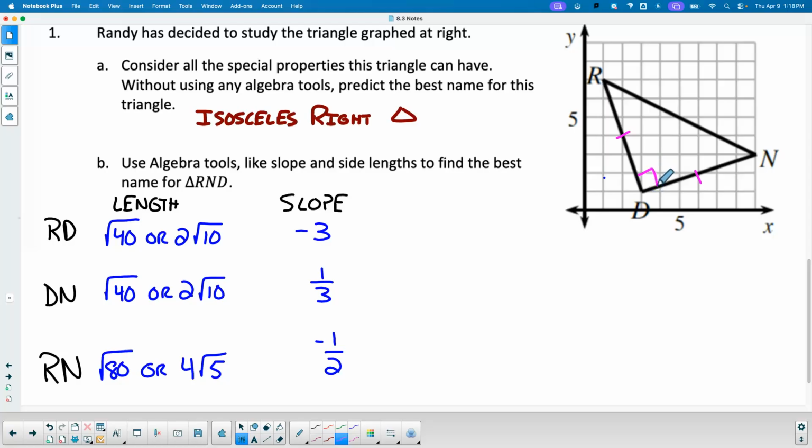Now, if this were a quiz question tomorrow, you would have to show all of this in order to say this. You would have to show me that the lengths are the same to make it isosceles. You would have to show me that the slopes are opposite reciprocals to make them perpendicular. Okay? Tomorrow's all about math. It's not about visual.